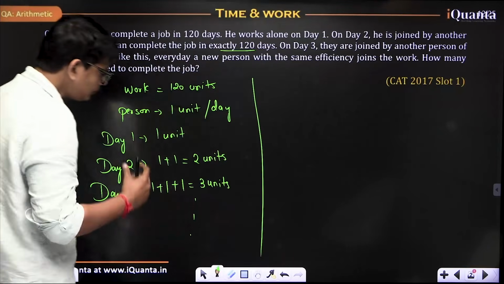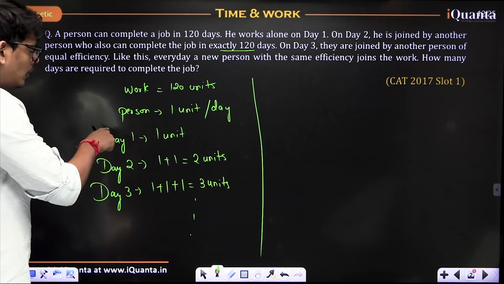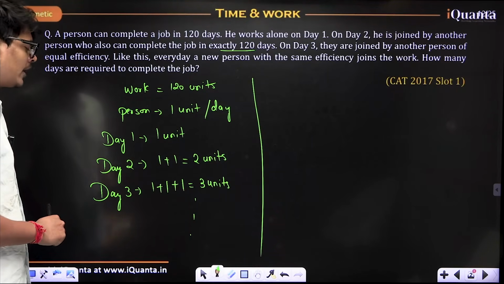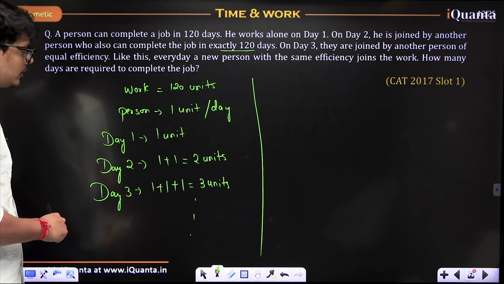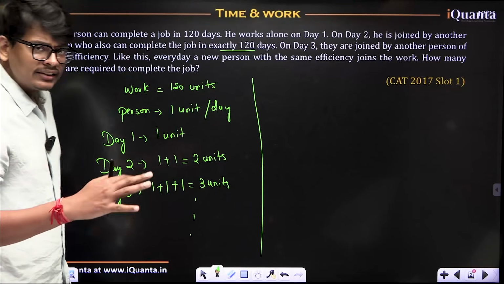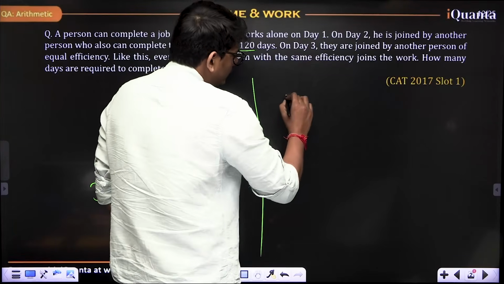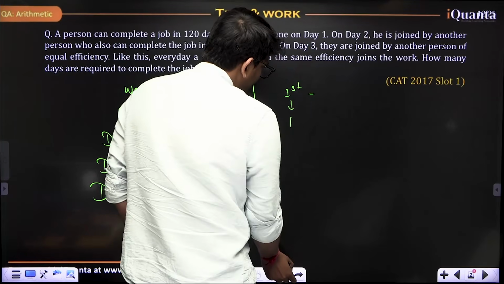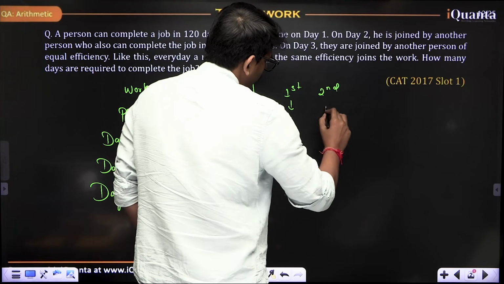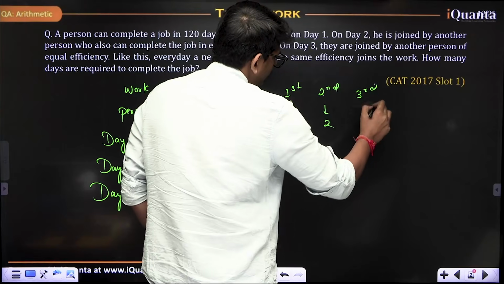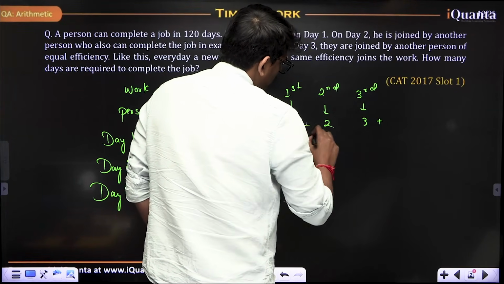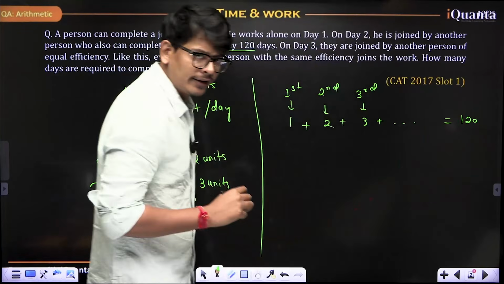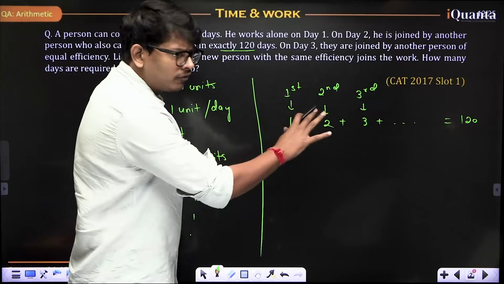Okay, so now how can we solve this? If you observe, on the first day only 1 unit of work has been done. On the second day 2 units of work has been done. On the third day 3 units of work has been done. So we can simply make a pattern out of it: on the first day 1 unit, on the second day 2 units, on the third day 3 units and so on. Now we have to complete 120 units of work. Now total work is 120 units.